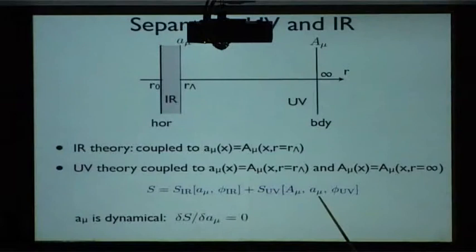Now, the equation of motion of the gauge field can be thought of as the extremization of the action. So a mu should be minimized upon. That means that a mu is a dynamical field, and in the classical approximation, we have to minimize this S with respect to a mu. In the path integral formulation, we have to integrate over the little a. So this little a is a dynamical field.